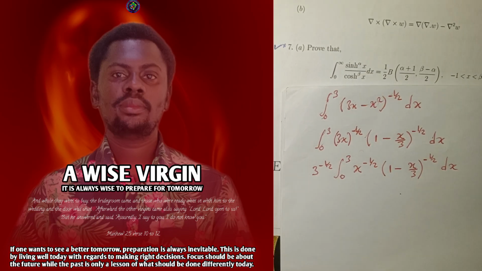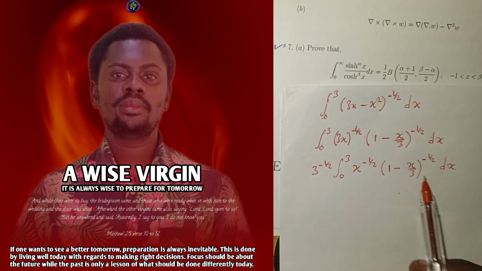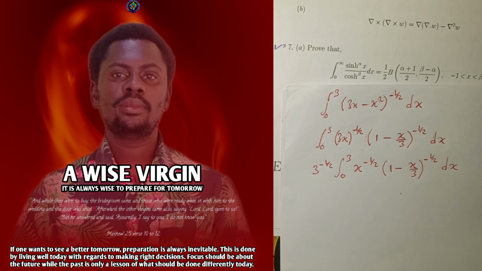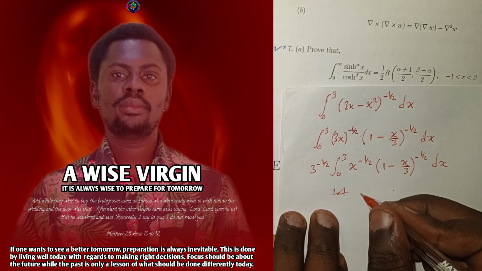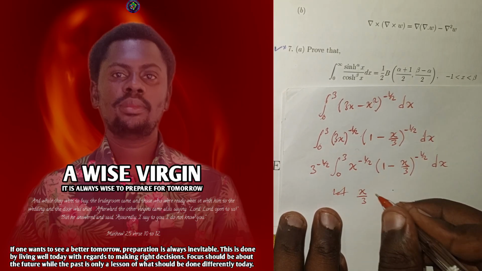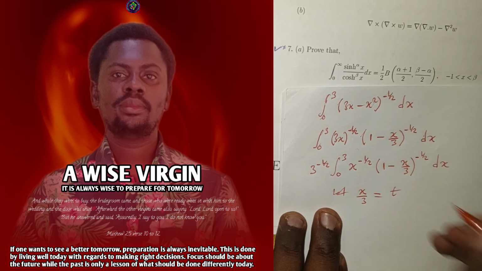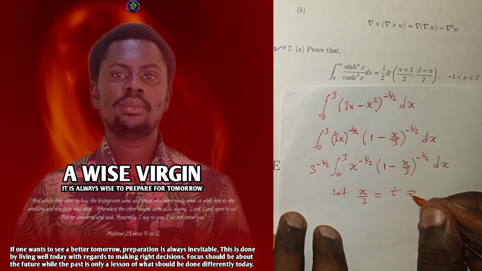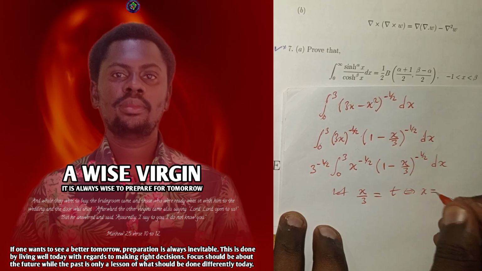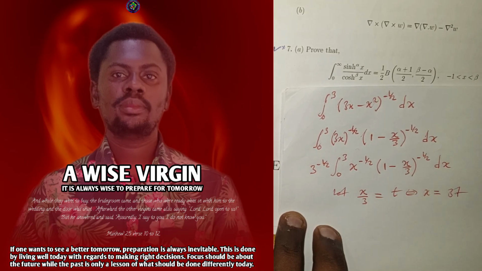Again, we know that from the definition of a beta function, the variable here should be just a single variable. So we are going to let x over 3 be just a single variable. So let x over 3 equal t. Then we can make x the subject. So x is equal to 3t.